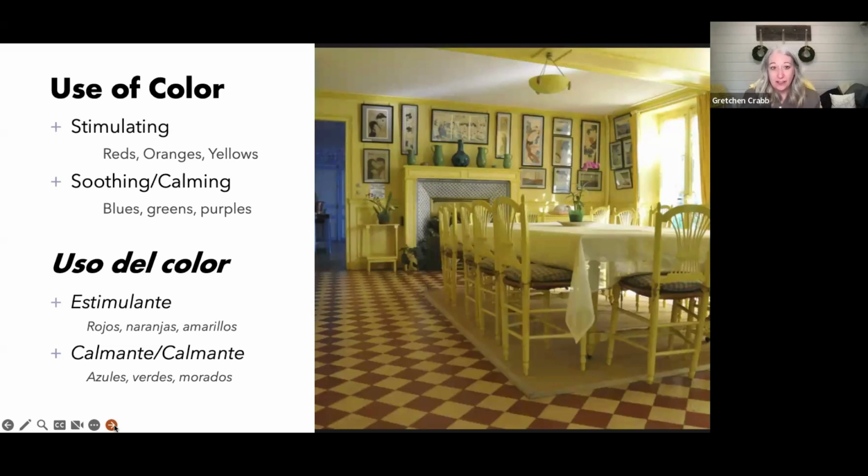So stimulating colors would be reds and oranges and yellows. Soothing, calming colors are blues and greens, purples, more subtle colors. So thinking about what you want to evoke in your environment, and then using a color that would match the pattern, or the activity or the event that usually occurs in that group. Okay.